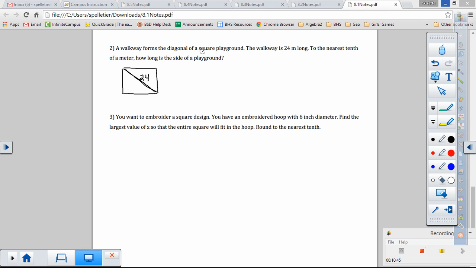Alright, it tells you it's a square. So if it's a square, we know all the sides to be equal. So leg A and leg B are going to be the same distance. So we're going to call them both x, since they're the same. And then we're going to use that to solve. 24 squared, Pythagorean theorem for this right triangle. I know my hypotenuse, and I'm searching for my other two sides. 24 squared is 576. You have an x squared and I have an x squared. If we put them together, we now have 2x squared.